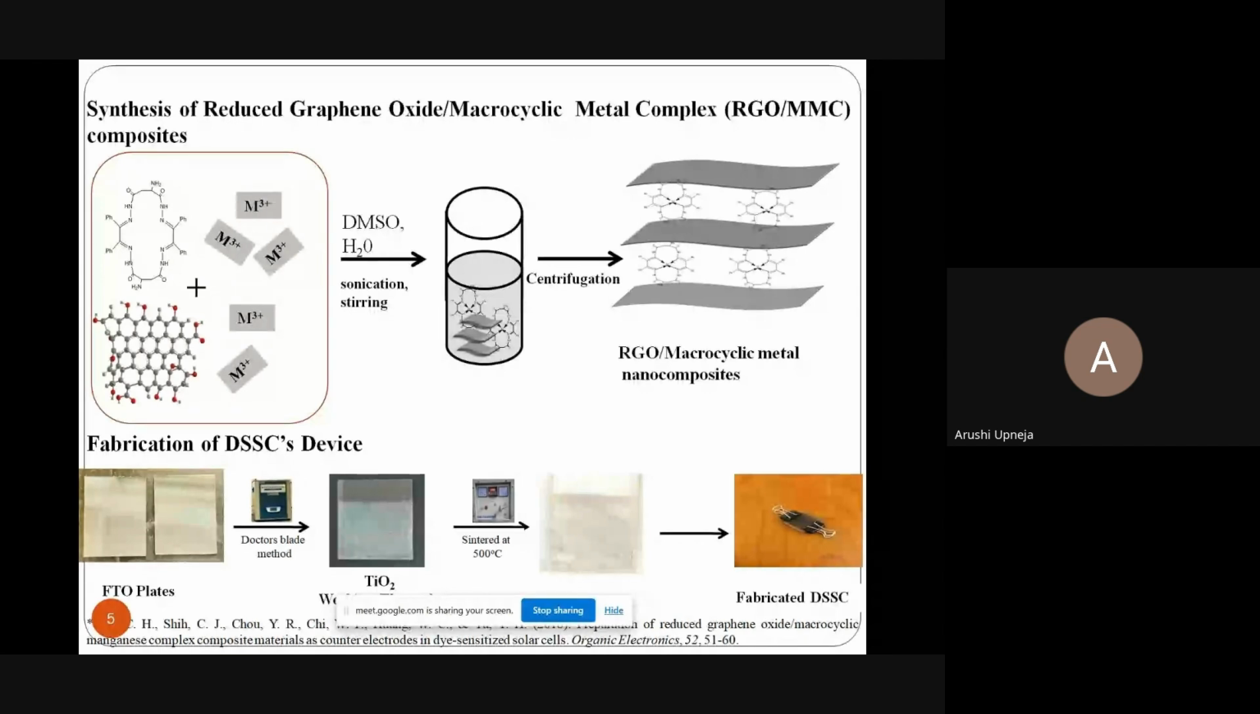In the end, Dr. Blair's method was opted for the fabrication of the device, in which FTO plates are sintered and applied with the dye and the counter electrode composite, and immersed in a dye solution to obtain the final product.